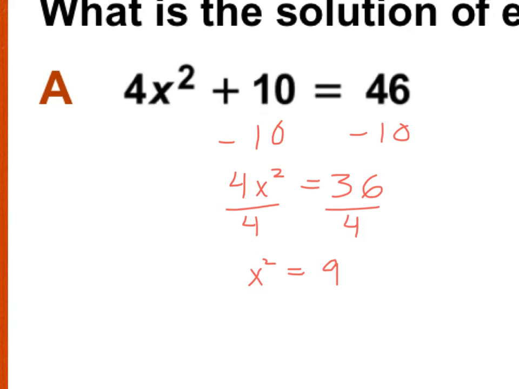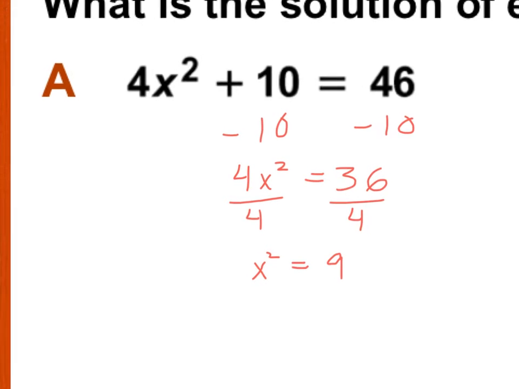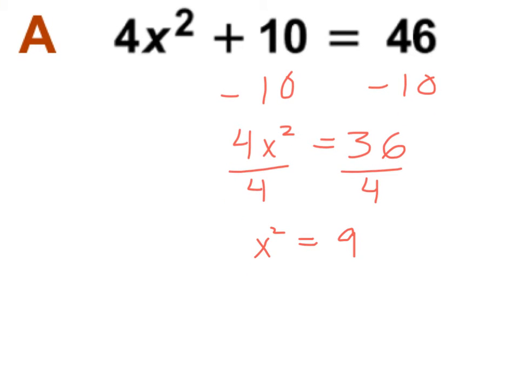That's it? Not yet, because we still have an x squared. We need just x all by itself. So what do you think we have to do next? We do the square root. So that cancels out on the left side, and then we take the square root of 9. So we get x is equal to plus or minus 3.